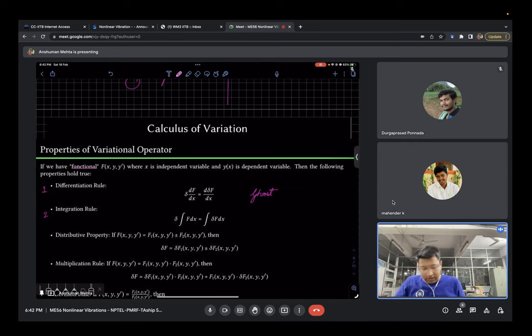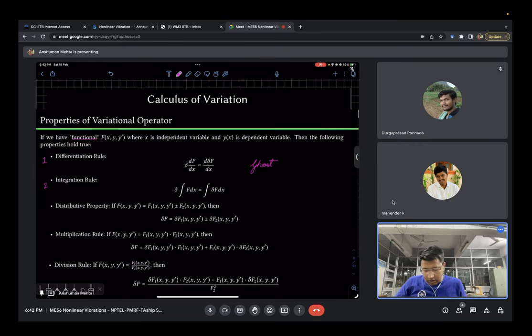So first and second properties understood. Now third is called the distributive property. Distributive property means if you have something in a sum, it can be added to individually, or it can be added to combinedly.